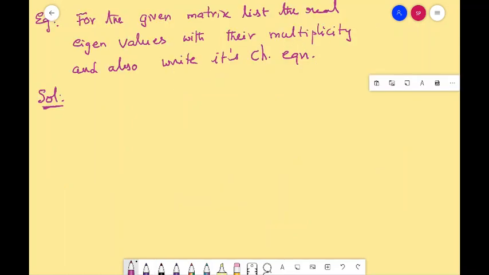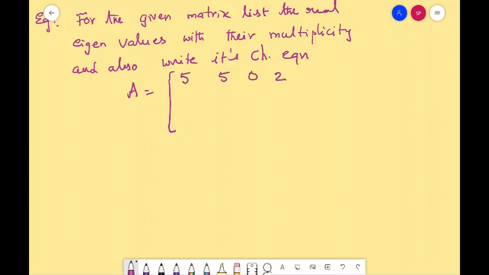Let us look at the next example. For the given matrix, list the real eigenvalues with their multiplicity and also write its characteristic equation. The matrix is given as A equal to 5, 5, 0, 2, 0, 2, minus 3, 6, and 0, 0, 3, minus 2, 0, 0, 0, 5. So let me adjust this a little bit.